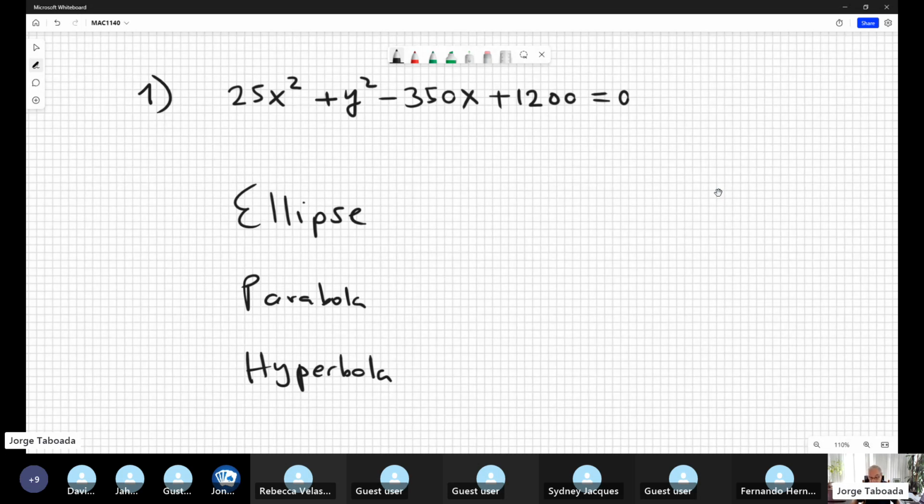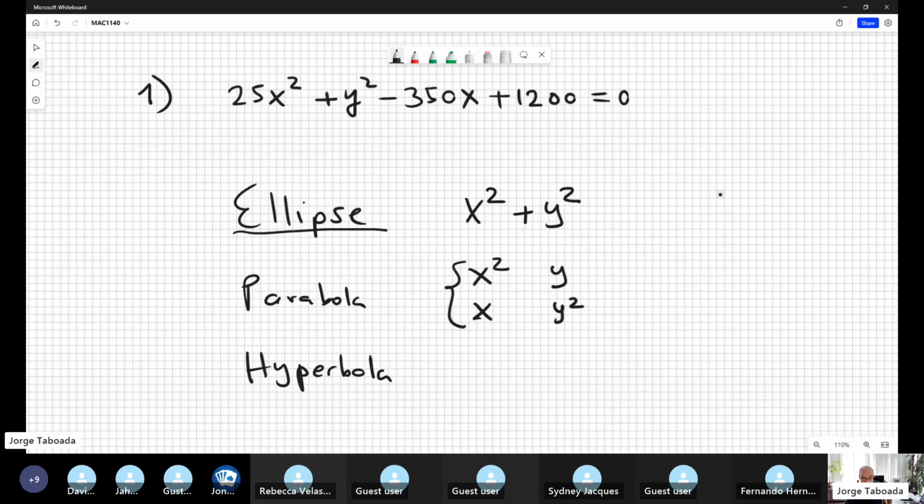I repeat again. Look, it's amazing. Normally when you have x squared and y squared and plus in between them, it is an ellipse. When you have x squared and y no square, or x no square and y square, two situations, it is a parabola. When you have x squared minus y squared or y squared minus x squared, a hyperbola. Do you remember that?